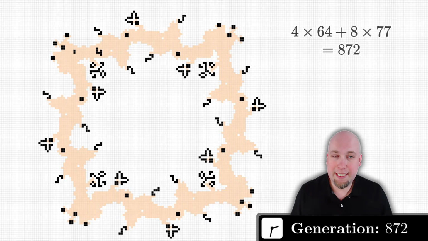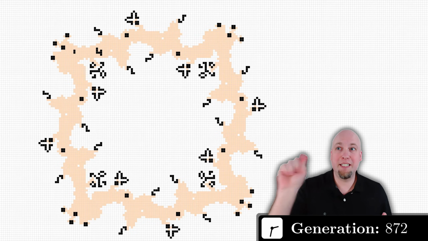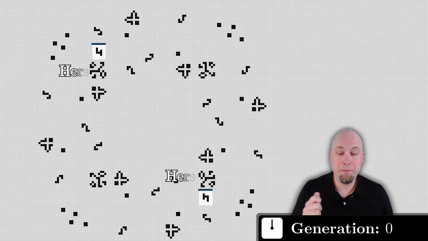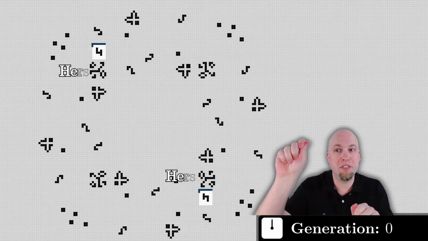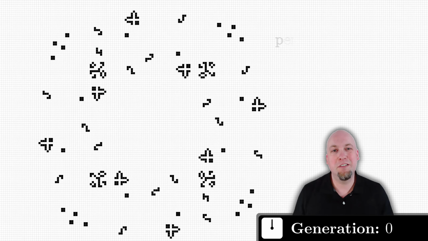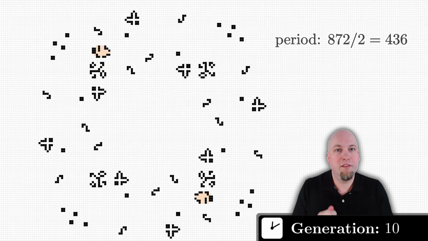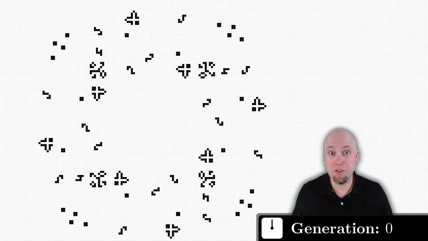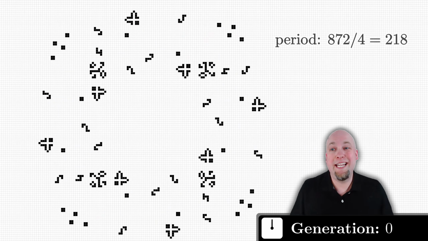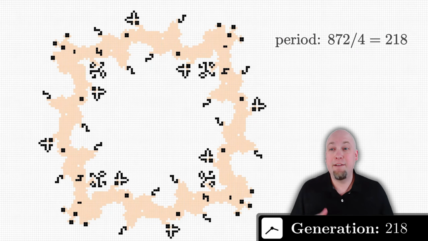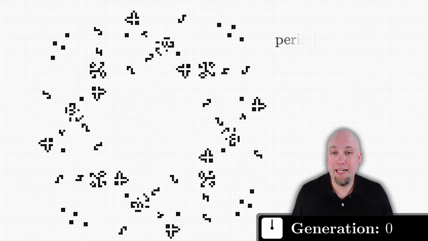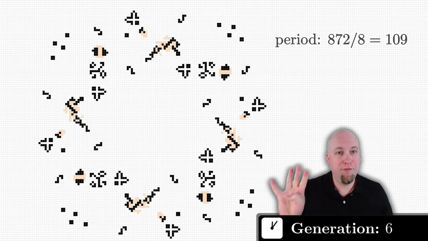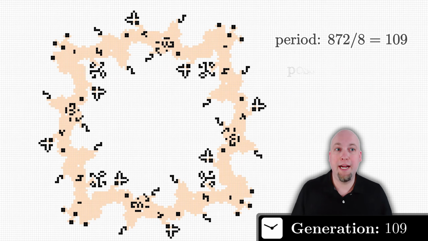But very quickly and easily, we can also construct oscillators of a few other periods from this exact same track. For example, if instead of just placing one Herschel on this track, we place 2 equally spaced Herschels, then it's going to have period equal to 872 divided by 2, which is 436. Similarly, if we place 4 Herschels on the track, again equally spaced, then it's going to have period 218. And if we place 8 Herschels on the track, it's going to have period 109. So we get these 4 different periods from this one track.